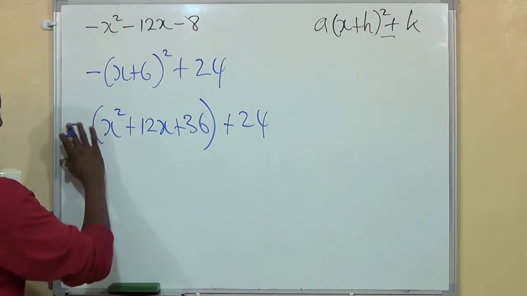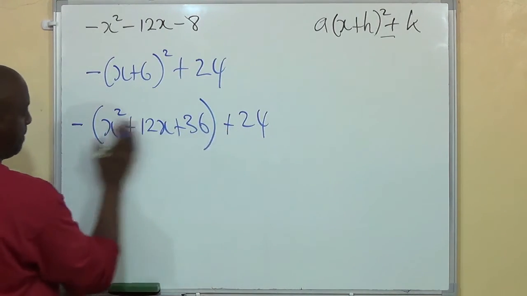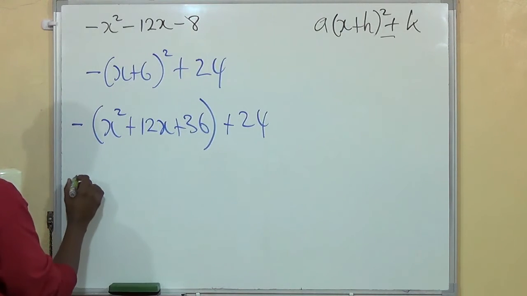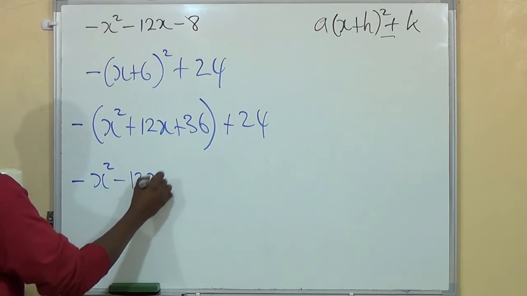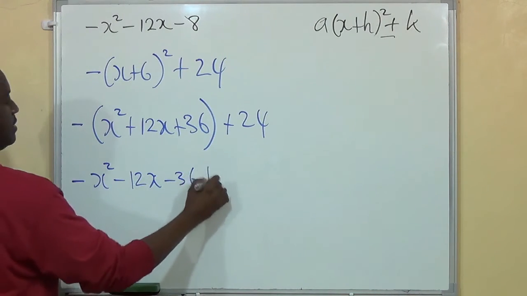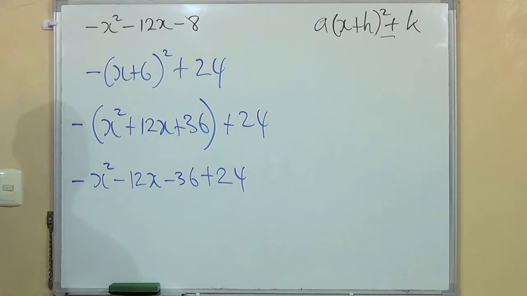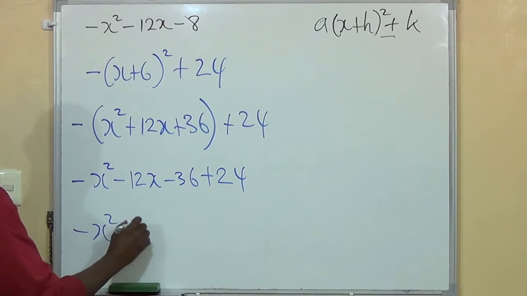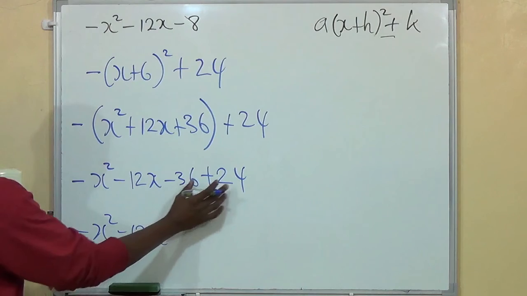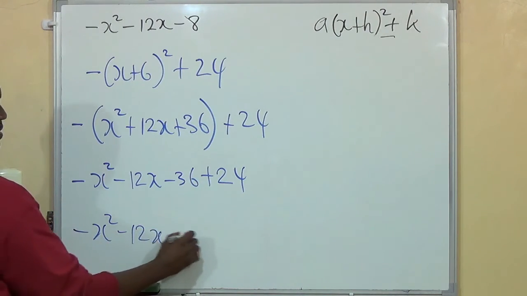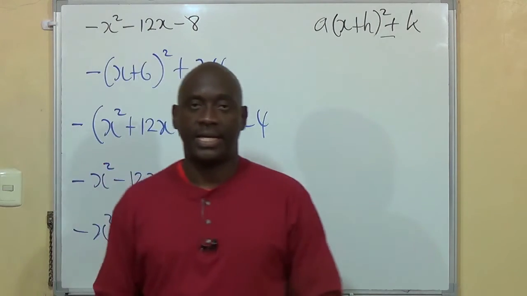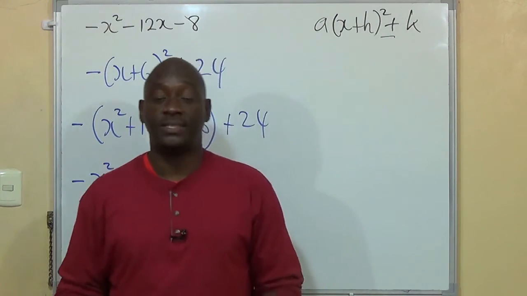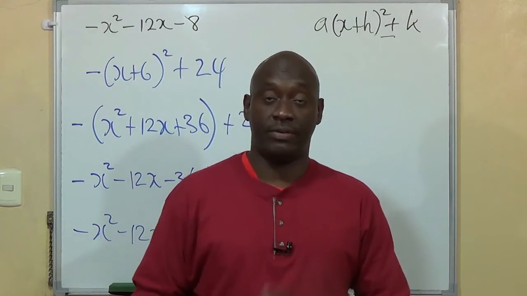So now we expand by multiplying the -1 by everything inside the brackets here. So it will be minus x squared minus 12x minus 36 plus 24, and then we just continue the arithmetic. Minus x squared minus 12x minus 36 plus 24 is minus 12 plus 8... so you see, it works. It works. You just have to be careful with your arithmetic.